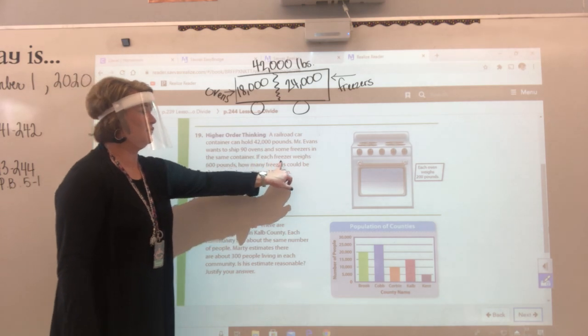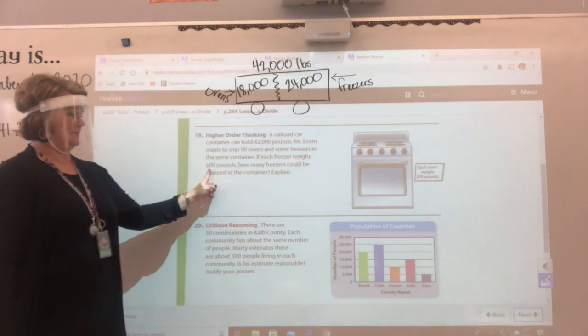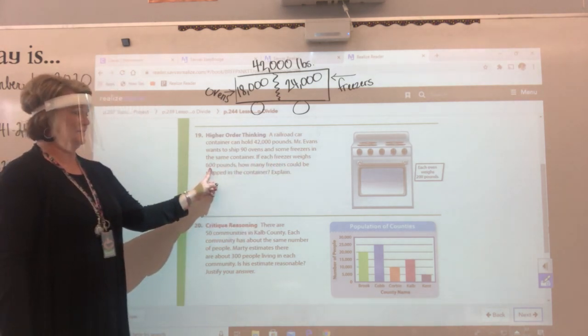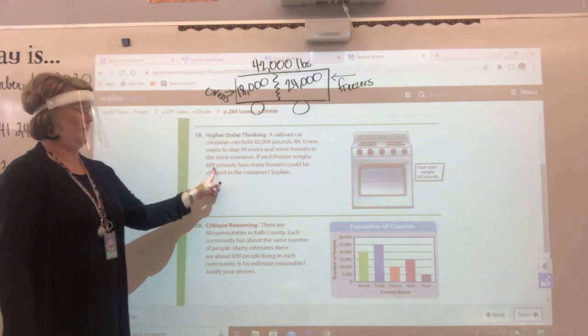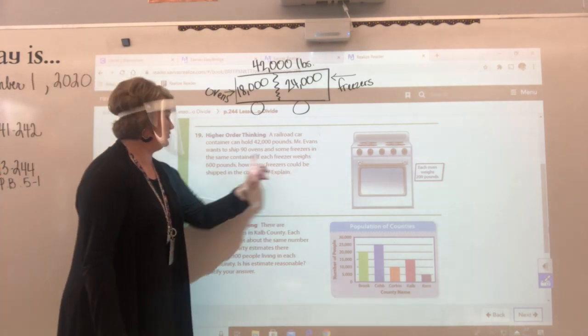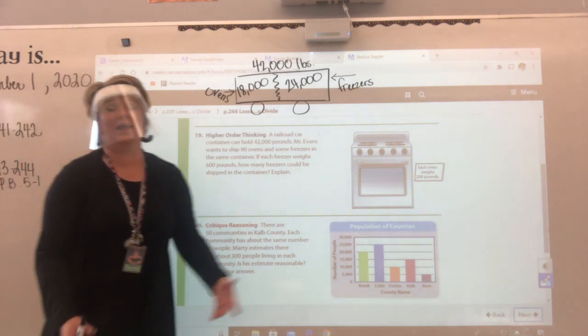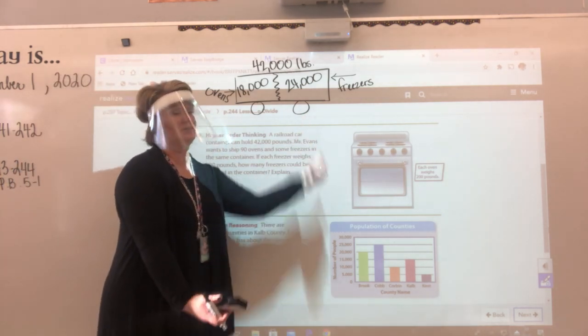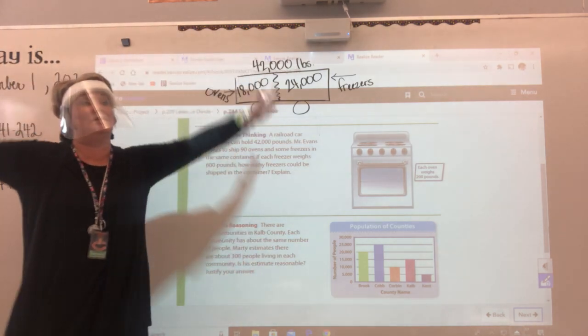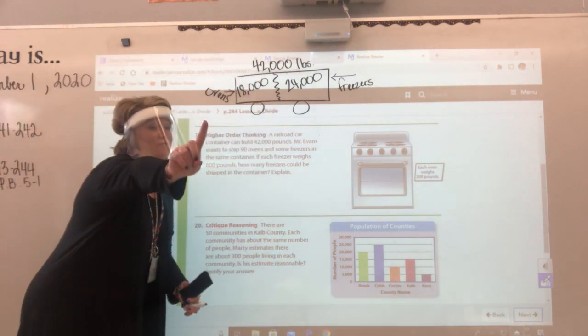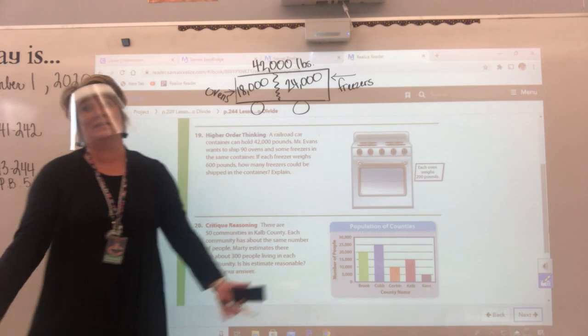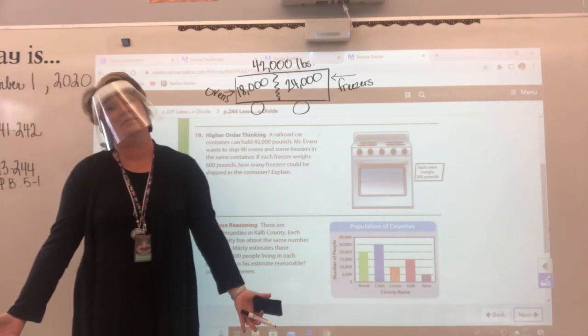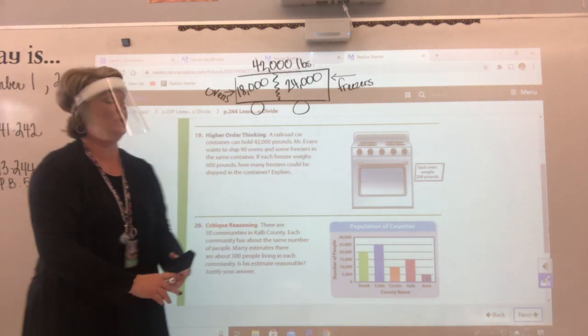If each freezer weighs what? 600, no, that didn't say 6,000. 600 pounds. How many freezers could be shipped in the container? How much weight do I have just for freezers? Just for freezers, 24,000. That's the big number. And just one freezer is 600 pounds. Then how many freezers can I put on that cart? What am I going to do?